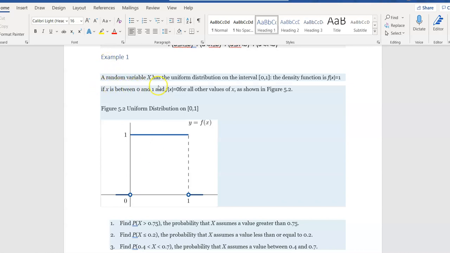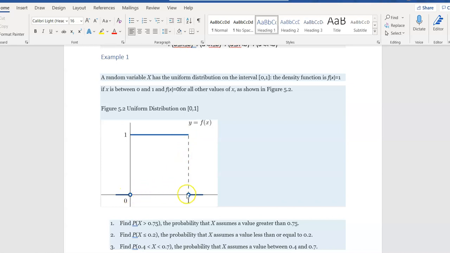A random variable x has the uniform distribution on the interval 0 to 1. The density function is f of x equals 1 if x is between 0 and 1, and f of x equals 0 for all other values of x. All right, so let's notice a uniform distribution is just a horizontal distribution. And so notice that it's, in this case, a straight line at y equals 1.